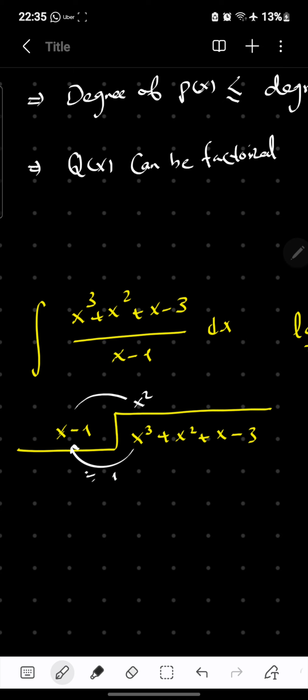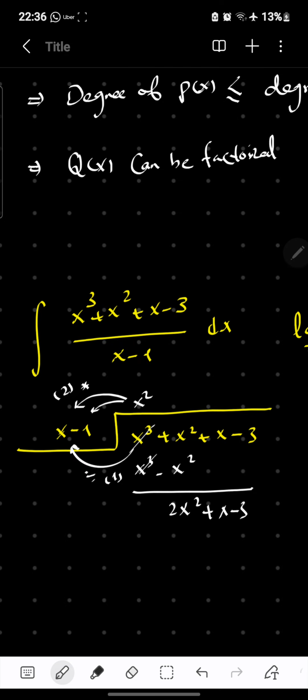The second step, multiply x power 2 by x, it will be x power 3. Multiply x squared by negative 1, negative x squared. Then the third step is subtract: x minus 3 minus x minus 3, it's 0. It will always cancel. X power 2 minus x power 2, 2x power 2. This is simply the idea of long division.